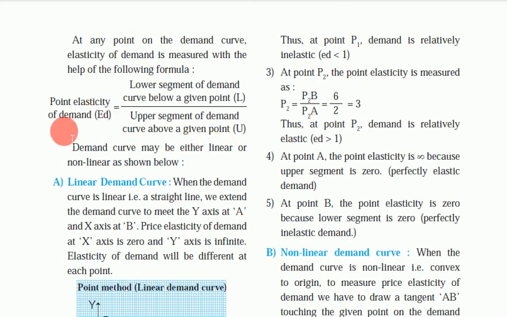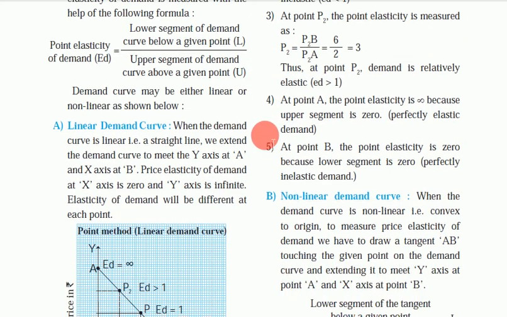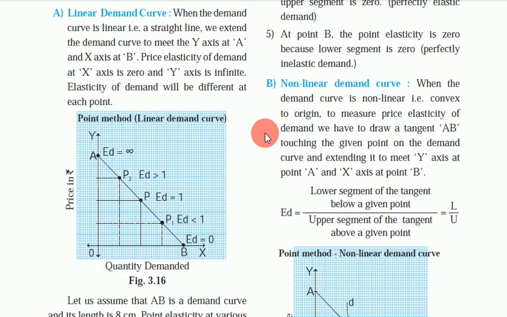Now the following formula can be used while calculating the elasticity of demand. The formula is the lower segment of the demand curve below a given point upon the upper segment of the demand curve above a given point, that is, L upon U. The demand curve may be either linear or non-linear, as shown below. Now let us see the first case, if the demand curve is linear. When the demand curve is linear, it means a straight line. You can see that it is the demand curve.